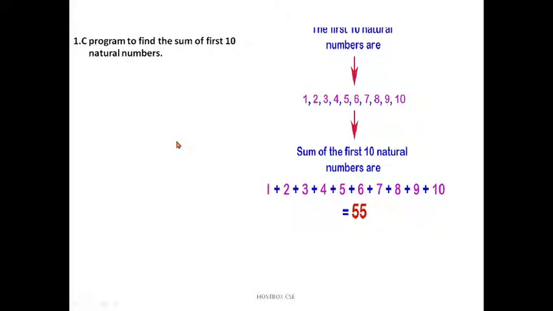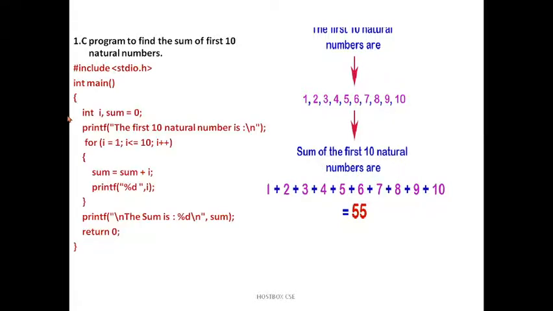Let's go to the first program. How to solve the first program? You know what the natural numbers are: 1, 2, 3 up to 10. Now I want to find the sum of the first 10 natural numbers. It will print the answer 55. So I am writing the program with int main or void main, no issue. With int main, it means we compulsorily need return 0.